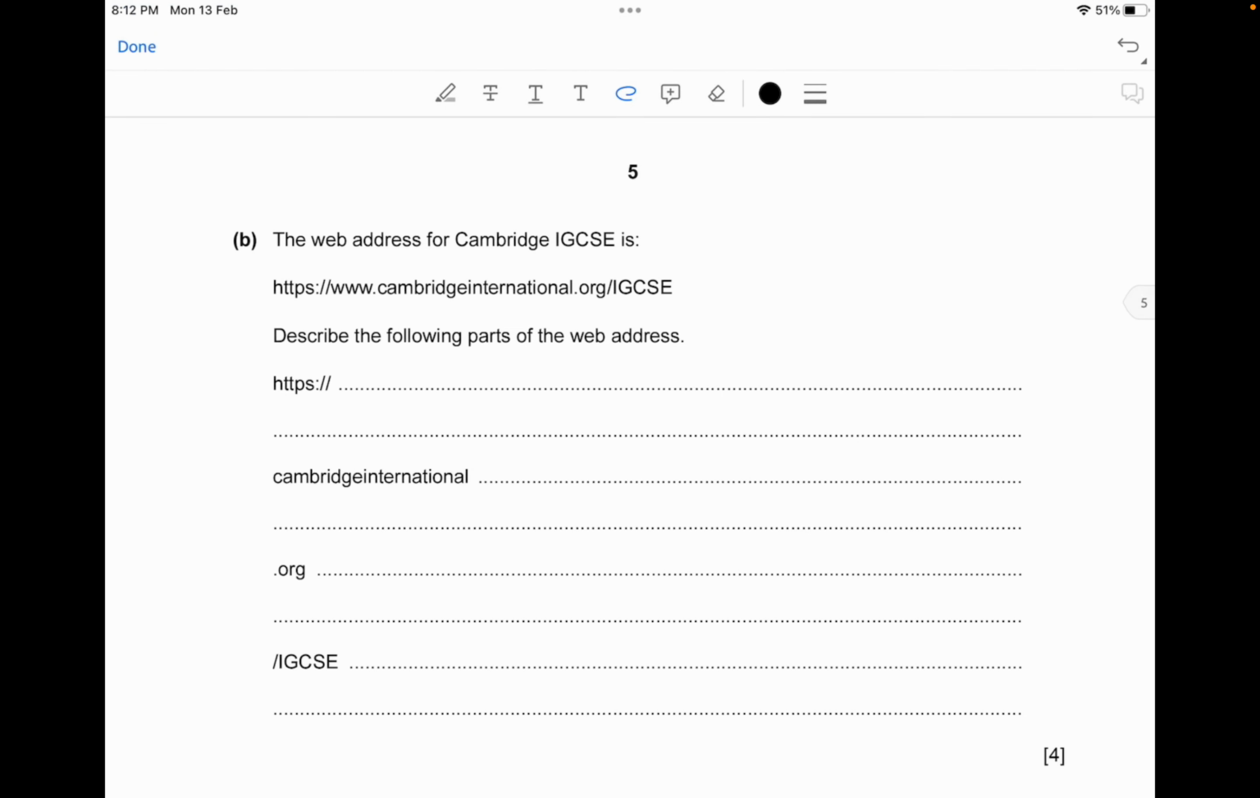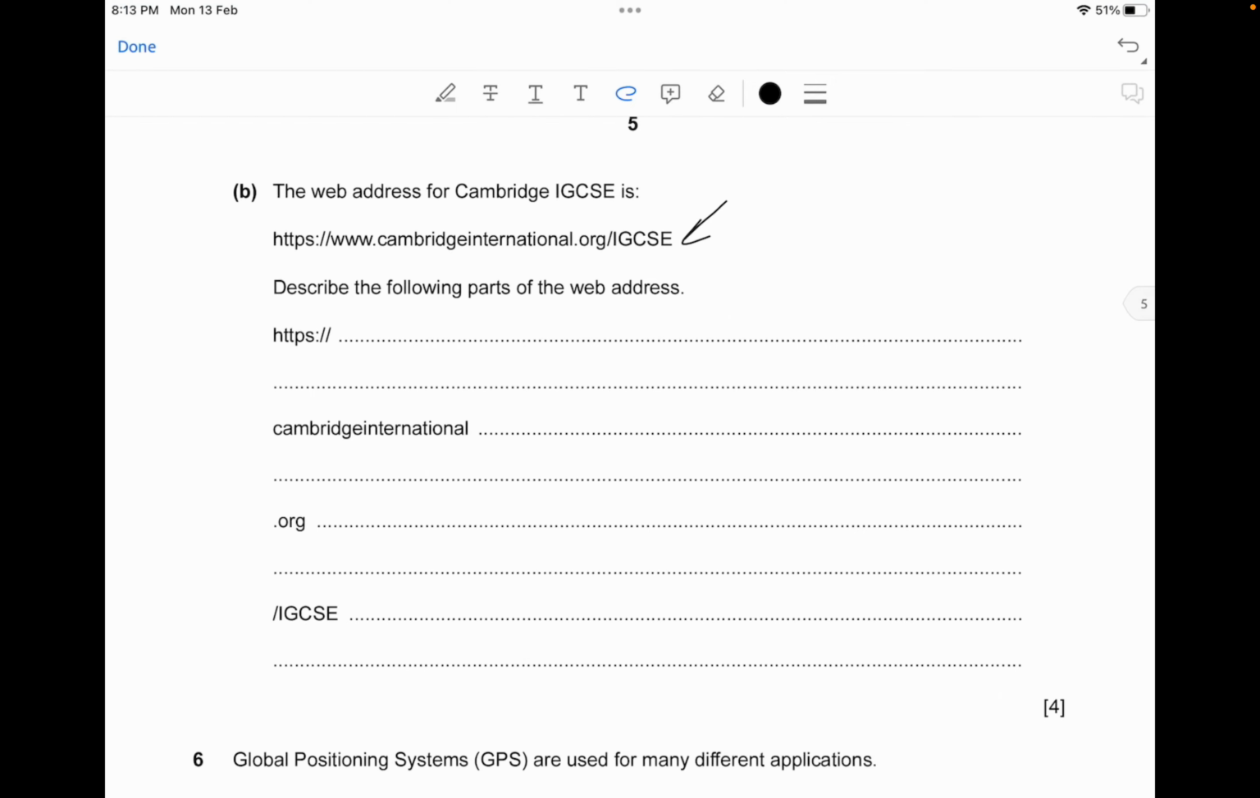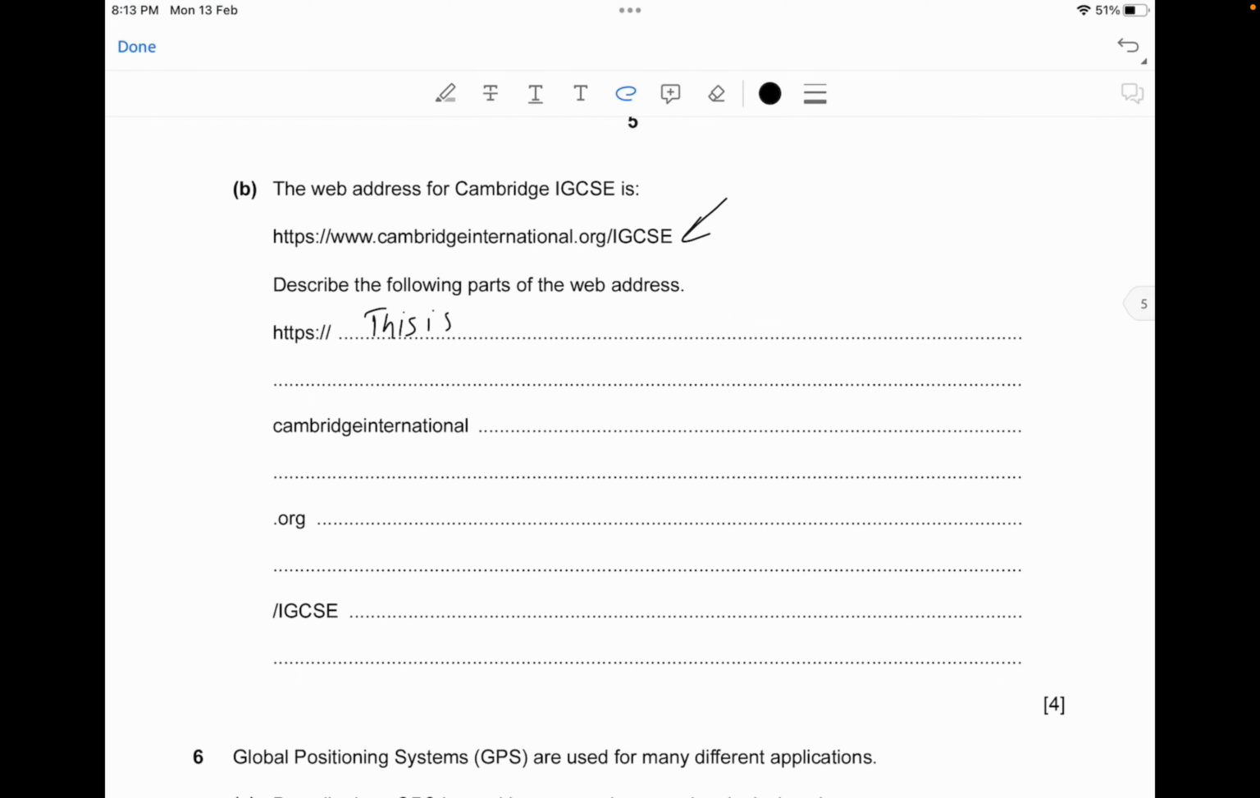All right, they've given us the web address for Cambridge iGCSE. Now describe the following parts of the web address. HTTPS: since it's 4 marks, it's divided into 4 parts. This is the hypertext transfer protocol secure, meaning that this is a set of rules, or a protocol, to transfer web pages securely. In Cambridge International, this is the domain name.